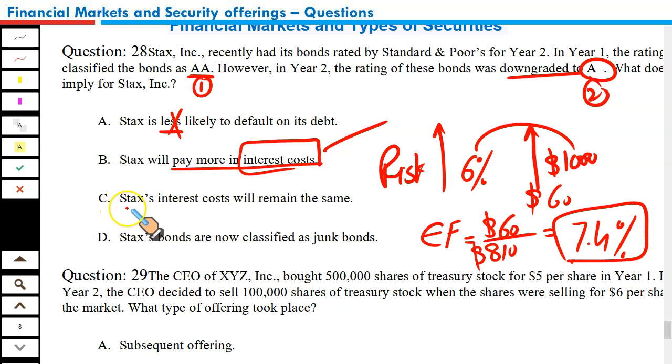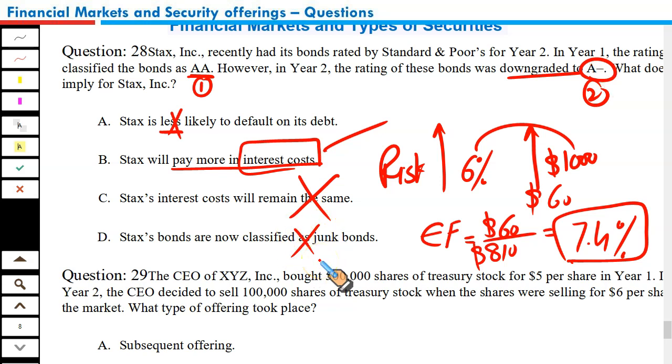Why not C? Stacks interest cost will remain the same. No, it won't. Stacks bonds are now classified as junk bonds. This triple A negative rating doesn't mean junk bond. For that, the rating has to be below triple B. So this is again incorrect.